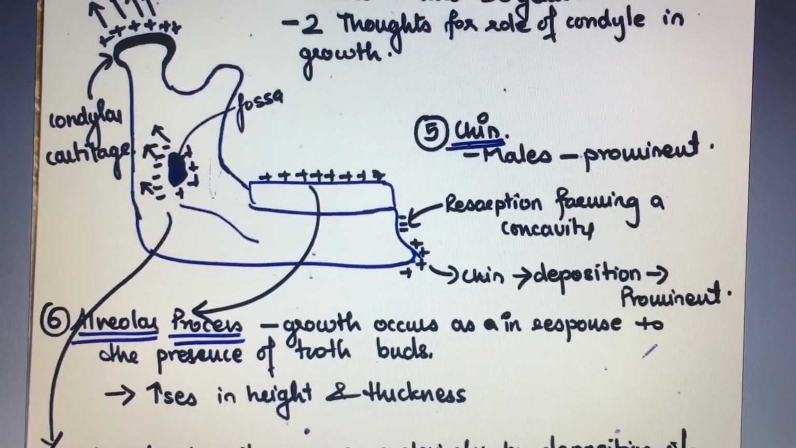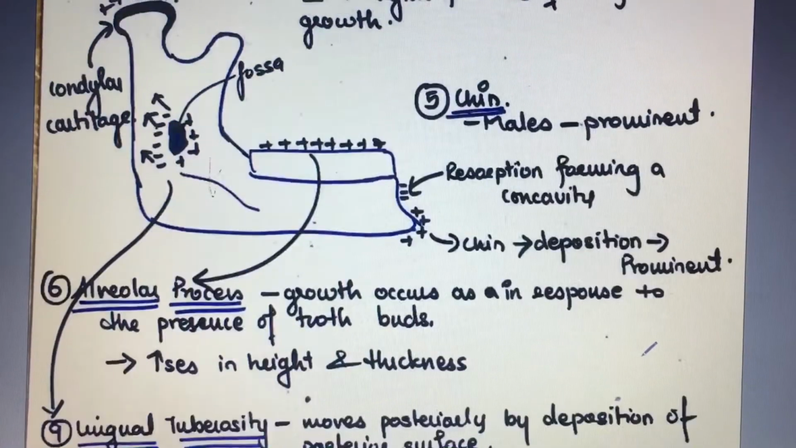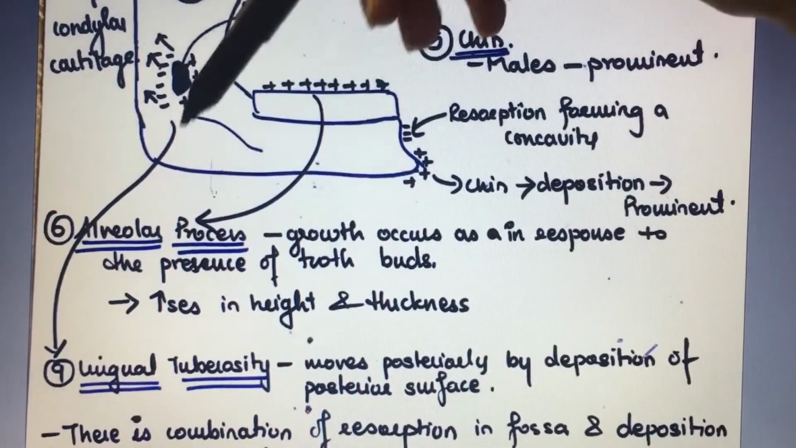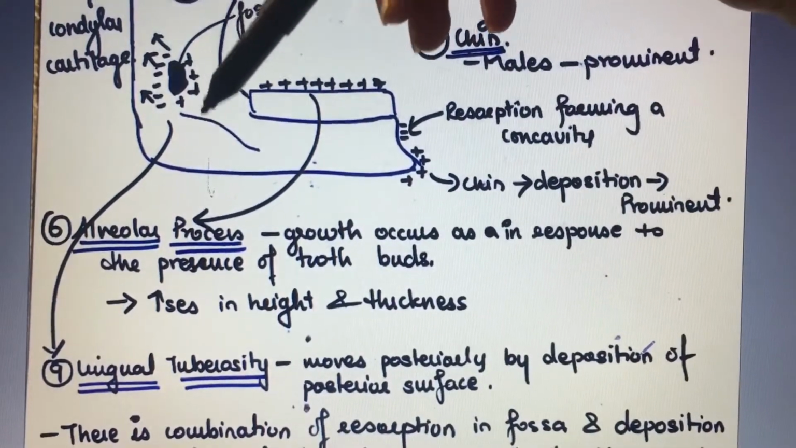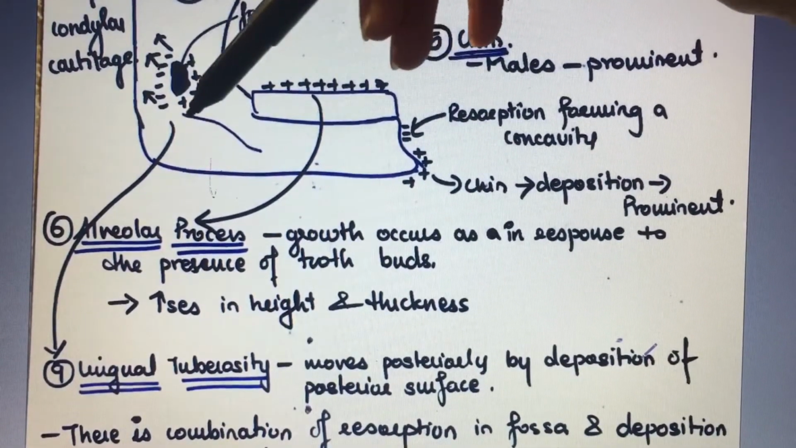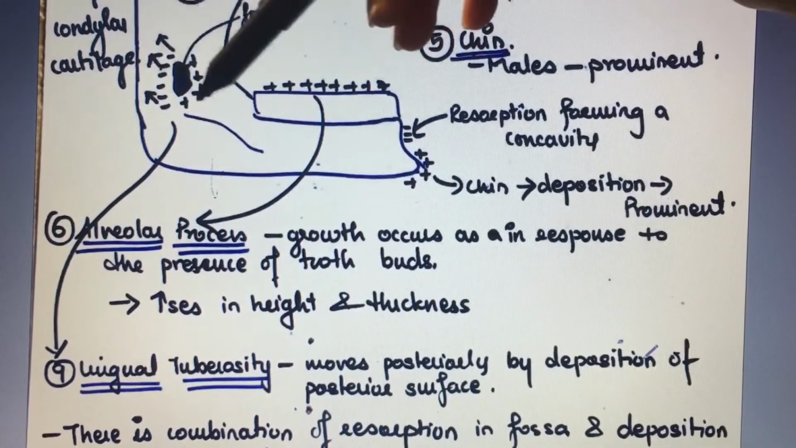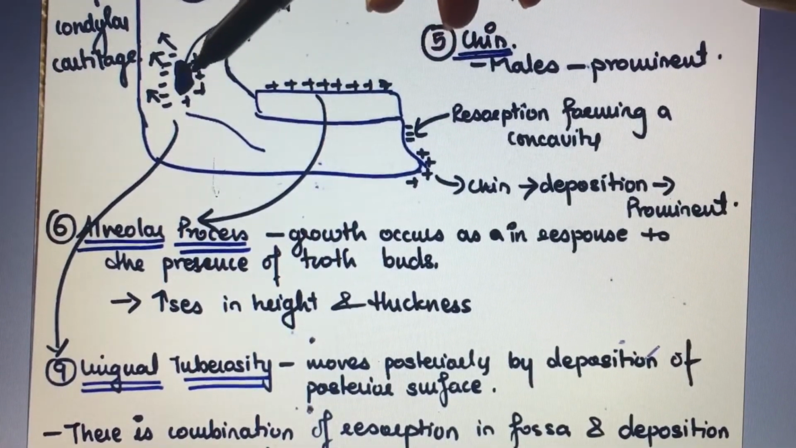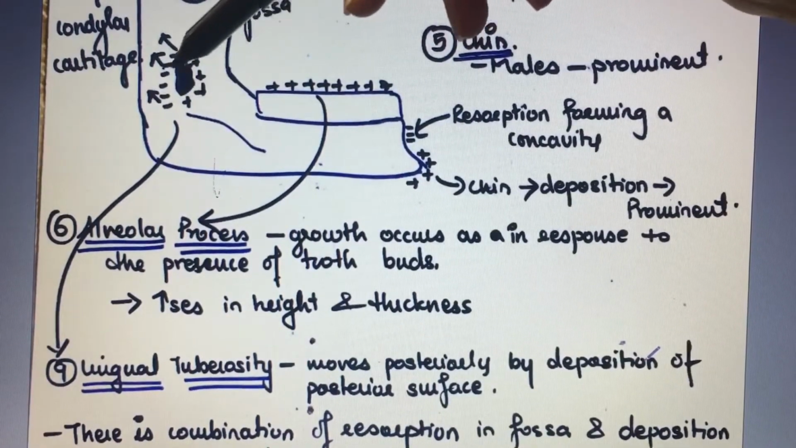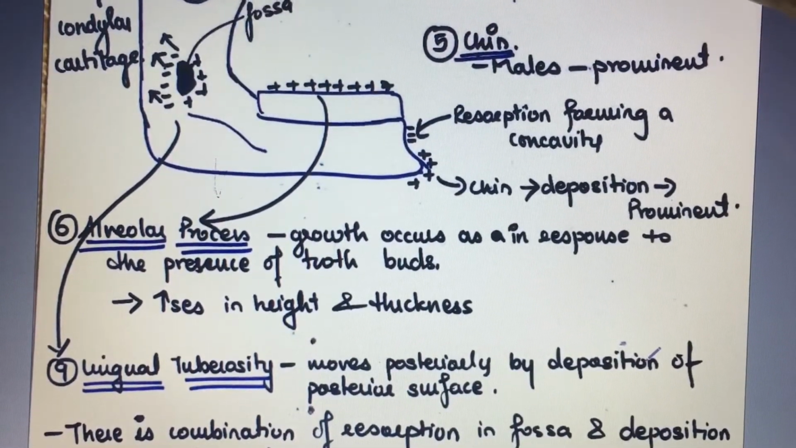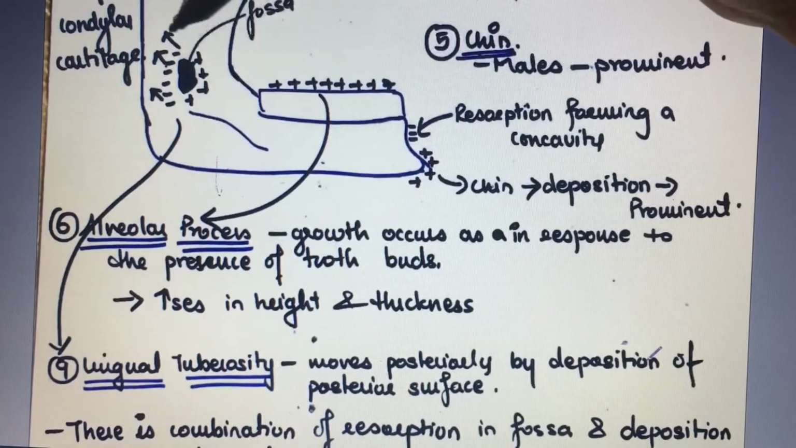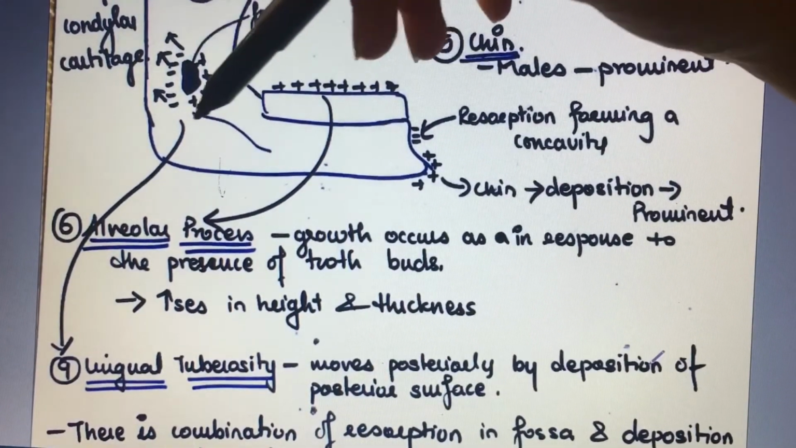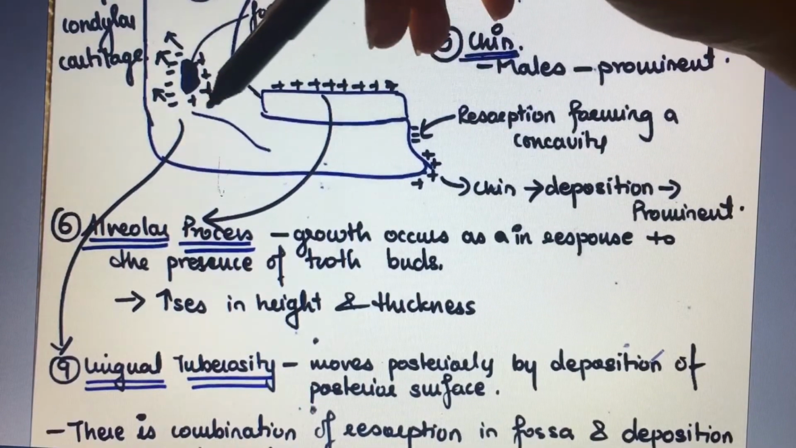Second one after this is the lingual tuberosity. So this one is the lingual tuberosity. This tuberosity moves posteriorly by deposition on its posterior facing surface. As you can see, this one is the fossa. So here, right over here, there will be a lingual tuberosity, that is the lingula.